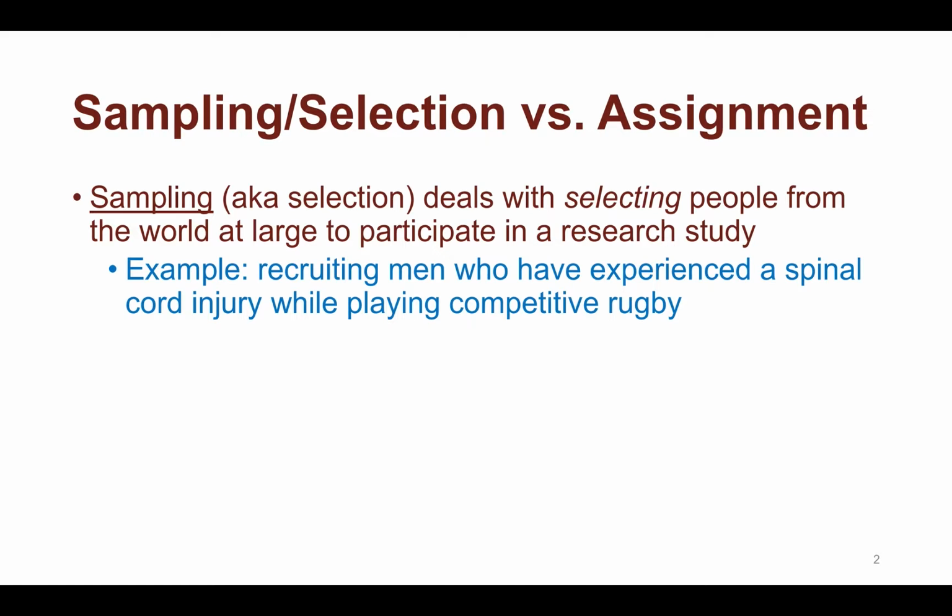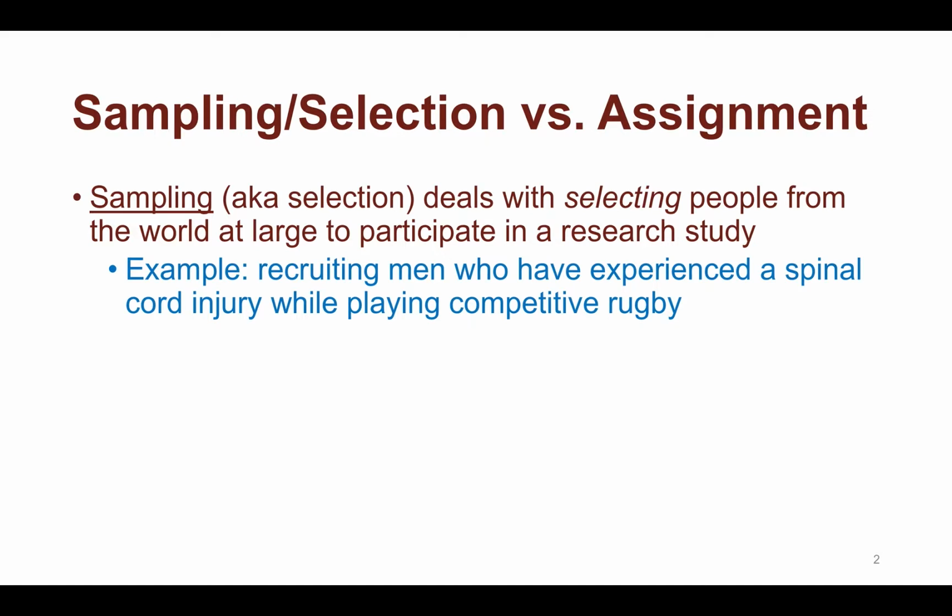Sampling or selection deals with selecting people from the world at large to participate in a research study. For example, I've read some articles involving men who have experienced a spinal cord injury while playing competitive rugby, and these were qualitative studies. What I'm going to be talking about in this video can be applied to either qualitative or quantitative research. It's not specific just to quantitative research.